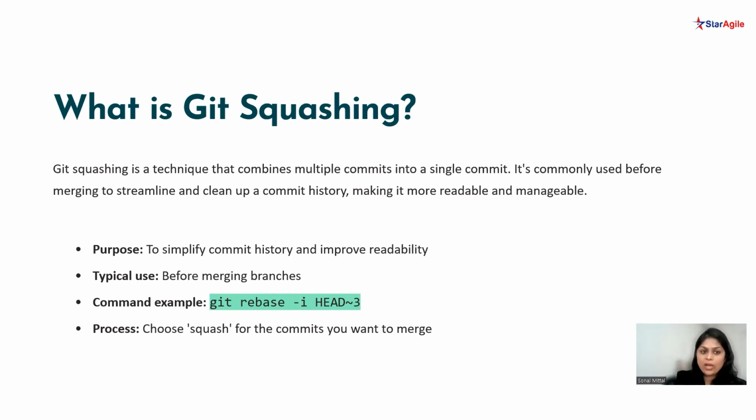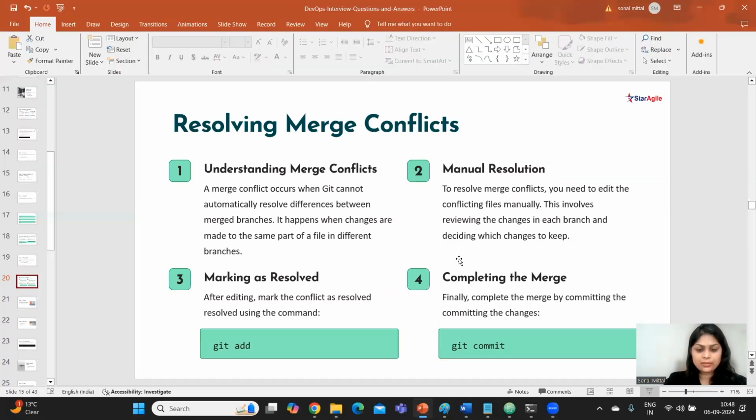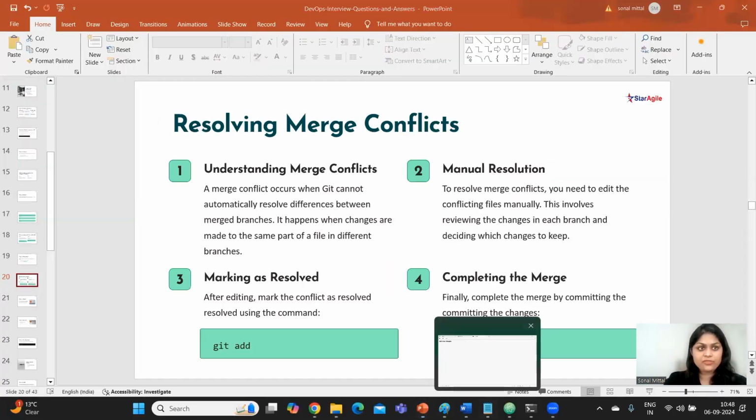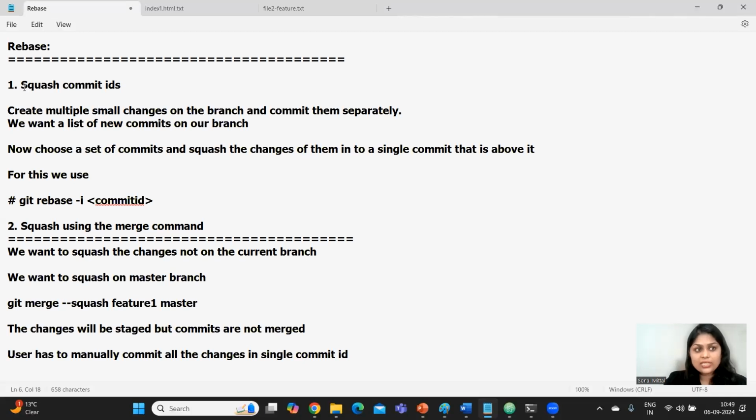Let me explain how squashing works with the help of the rebase operation. So we'll prepare the commands for you. Squash the commit IDs with the help of the rebase command. One concept of rebase is merging the commits of the master first. In addition to this, we may have multiple small changes on a branch and we may have committed them separately. So we will want to commit them in a single commit ID. In that case, the rebase command can be used to squash the changes into a single commit ID. Let's go ahead and do that.